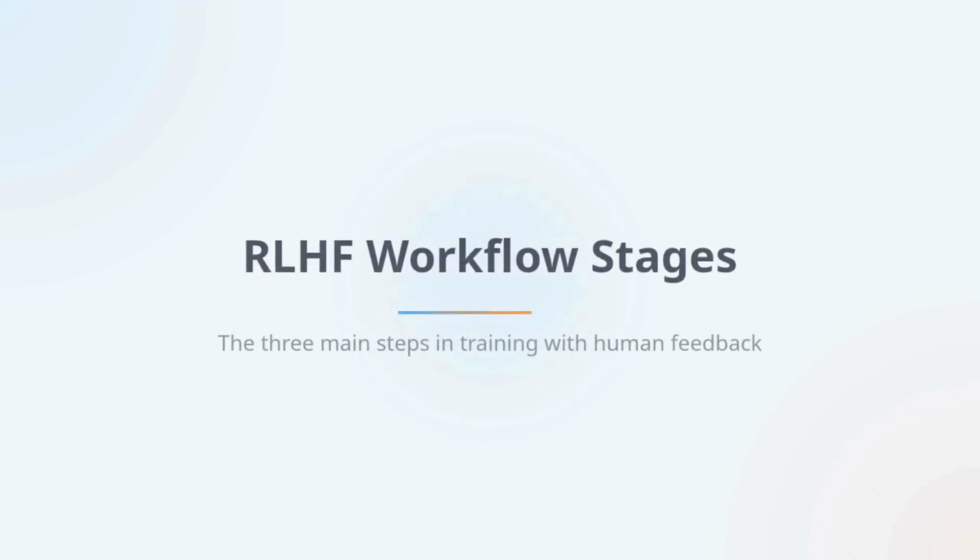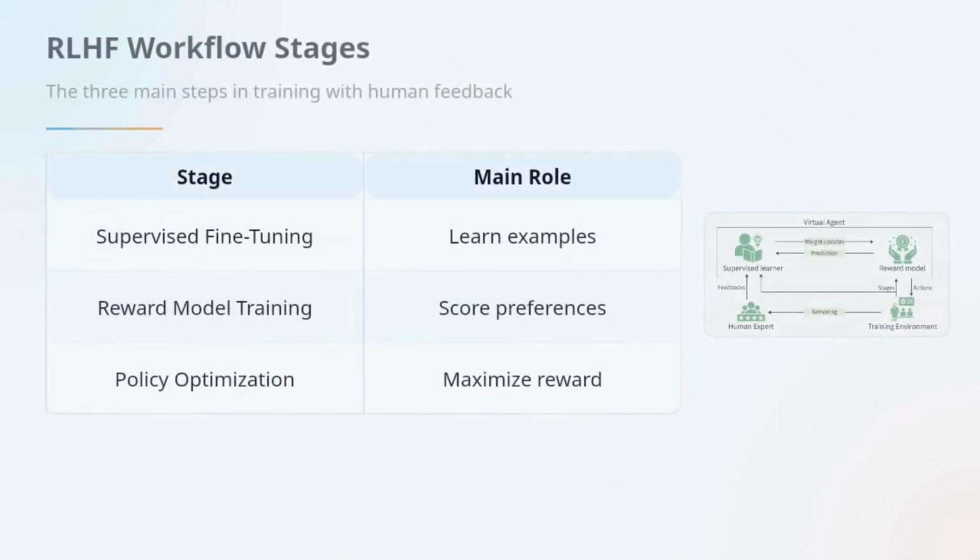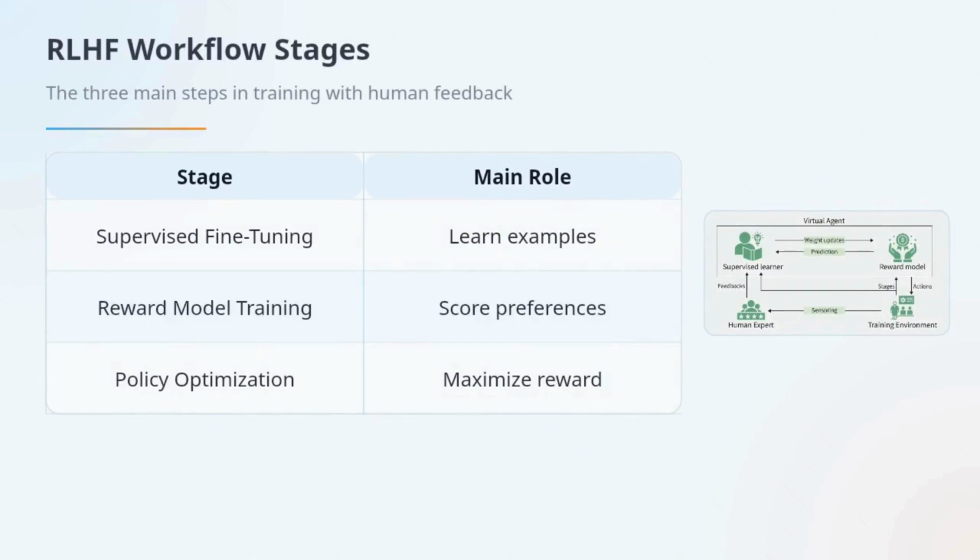Now, let us look at this in a simple table format. RLHF workflow stages. The three main steps in training with human feedback. The RLHF workflow usually happens in three stages. First, supervised fine-tuning teaches the model using expert-written examples. Second, reward model training converts human preferences into a reward signal. Third, policy optimization improves the model so that it produces responses that score better according to that reward model.